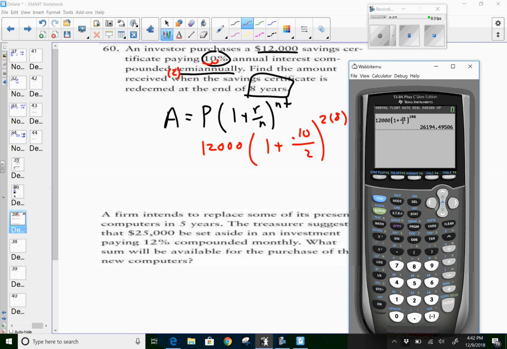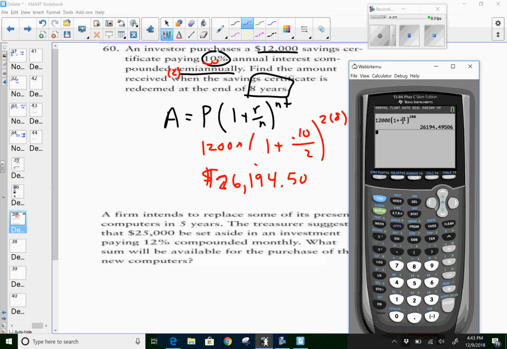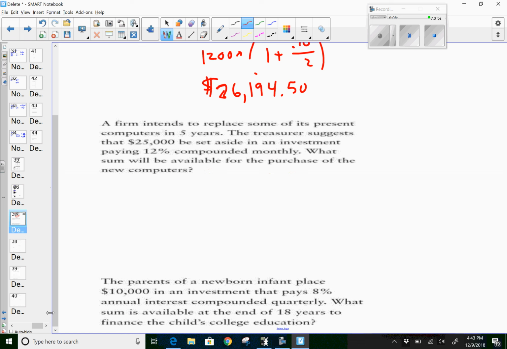So it's $26,194.50. That's how much money it's going to be. I just want to make sure I type that in right. Okay, good. Next, a firm intends to replace some of its present computers in 5 years.